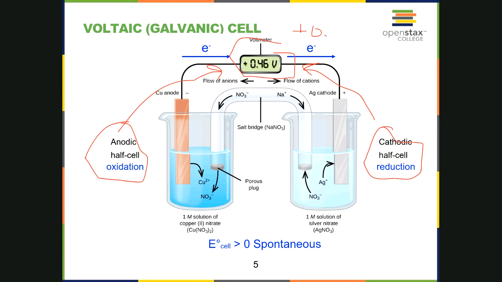We just know that some of it's coming from the copper reaction and some of it's coming from the silver reaction, but we don't know how much is coming from either one. So the only way we could ever figure that out is to replace each of these electrodes with an electrode whose contribution to the potential we absolutely know. And that's what the hydrogen electrode is going to do for us.